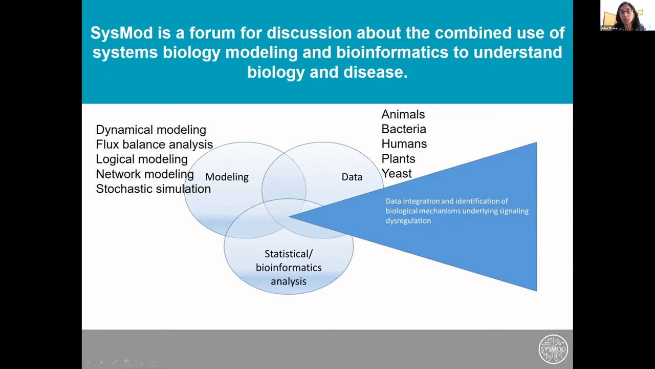Some of the systems we heard about today are bacterial metabolism, human data, plants, and yeast. So this is really integration of these multiple different approaches to understand the mechanisms of biological systems. Some of the modeling techniques that I would like to highlight are dynamical modeling, flux balance analysis, logical modeling, network modeling, and stochastic simulation. These are some of the approaches that we saw in the last couple of days.